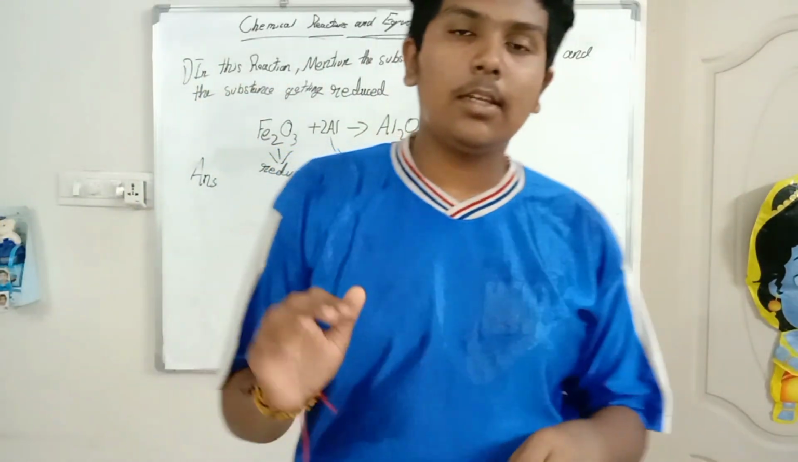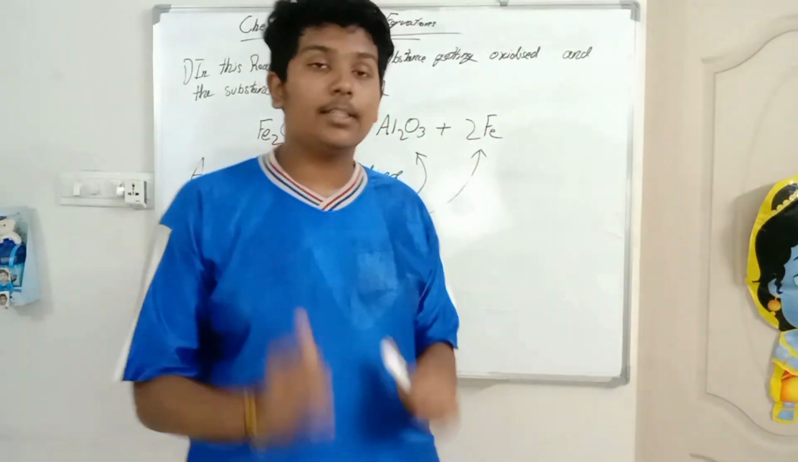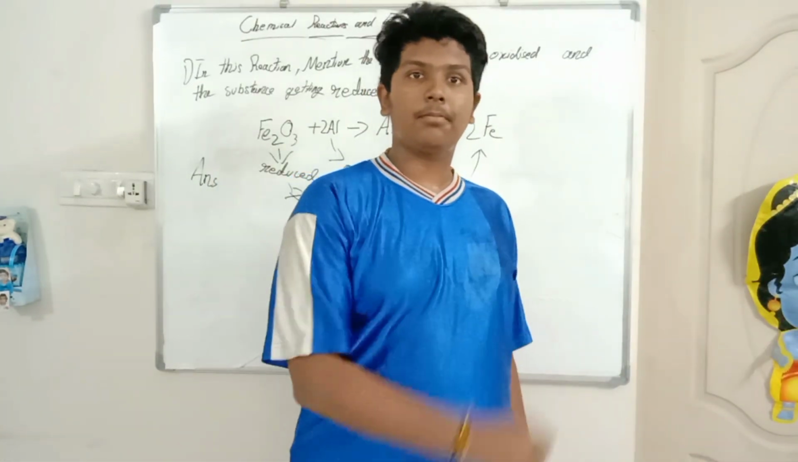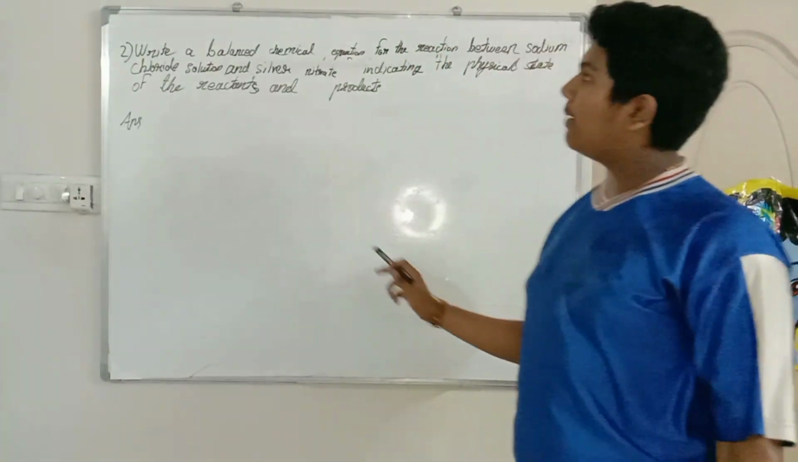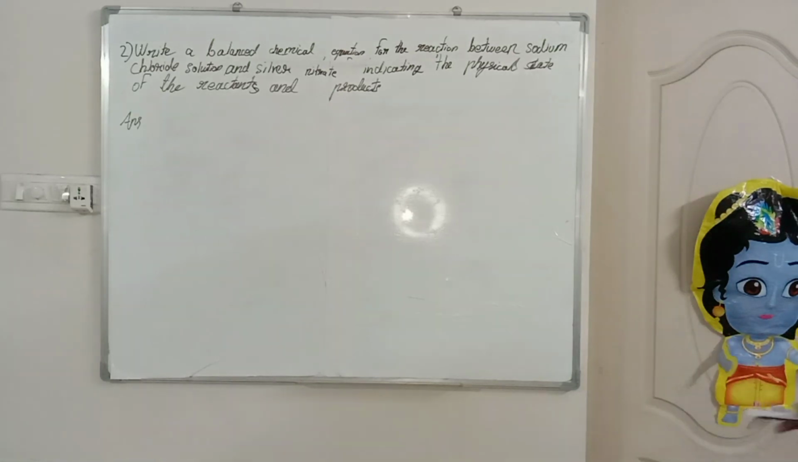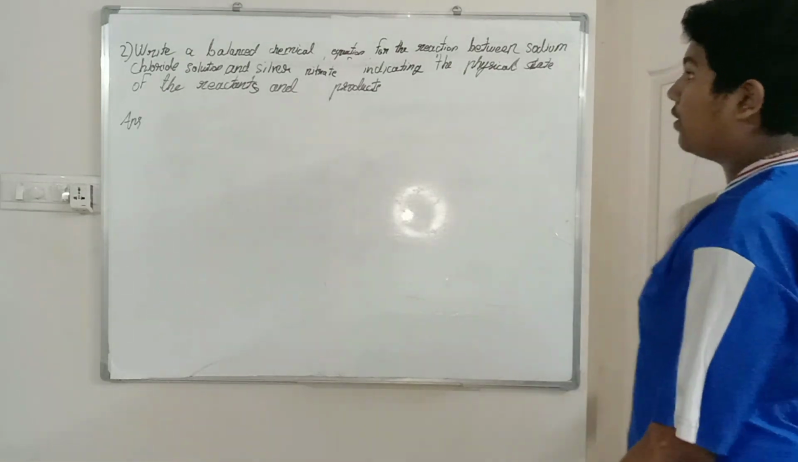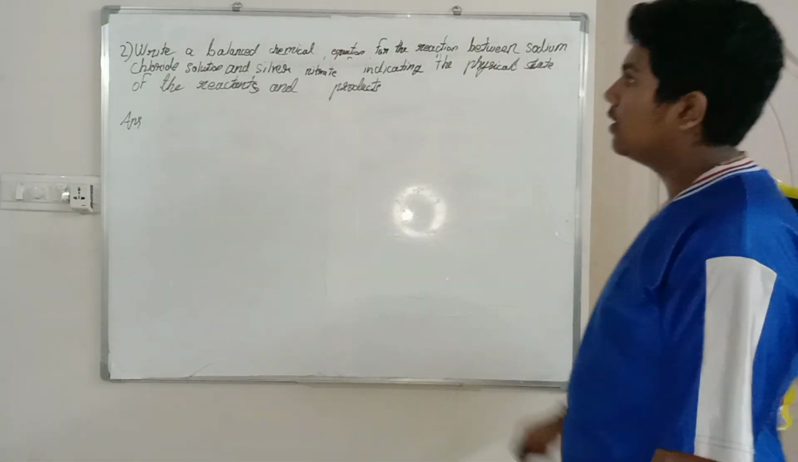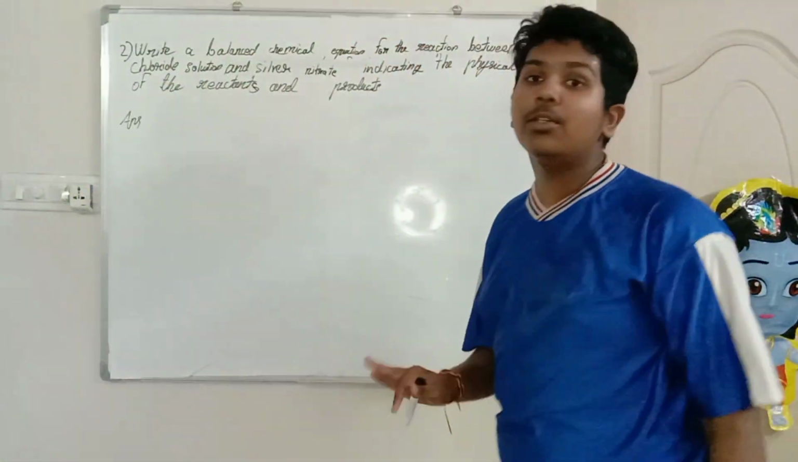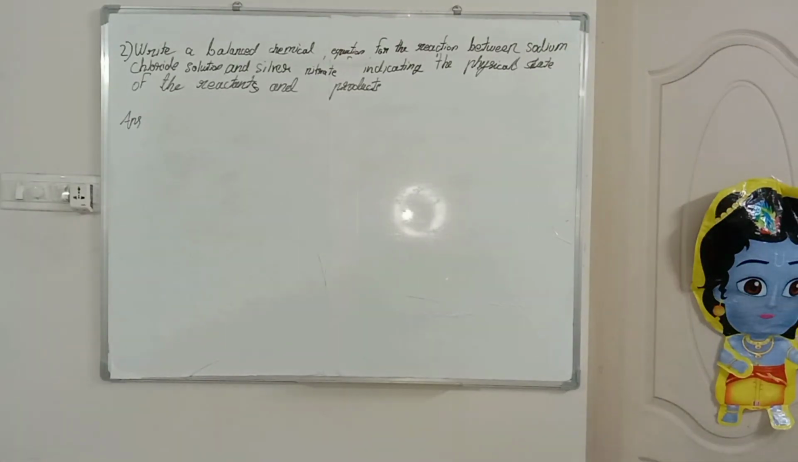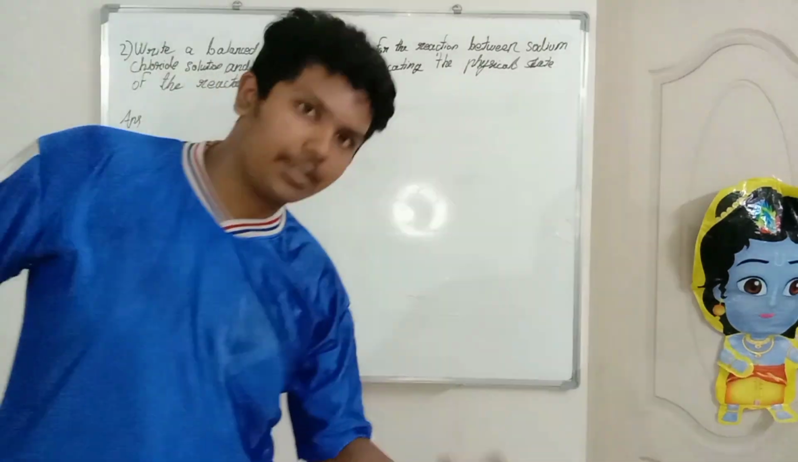Now let's get started with the next problem. Here the second question: write a balanced chemical equation for the reaction between sodium chloride solution and silver nitrate, indicating the physical state of the reactants and products. So what does this mean? Pause the video and try to read and understand the equation, as well as silver nitrate.